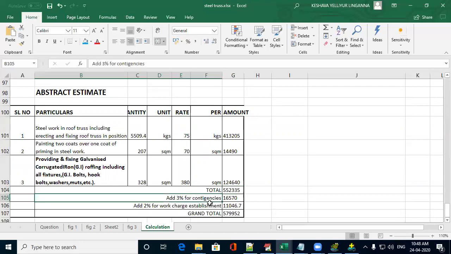Similarly, 3% contingencies, 2% work charge establishment, and grand total will be this one. This is the complete estimation of steel truss.